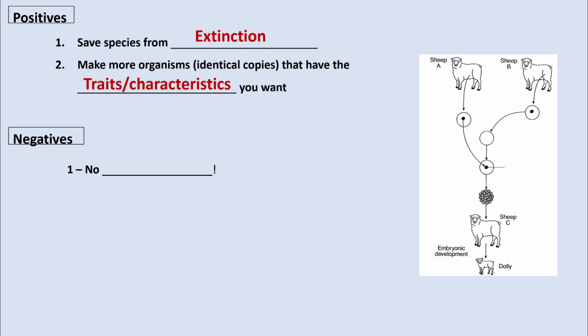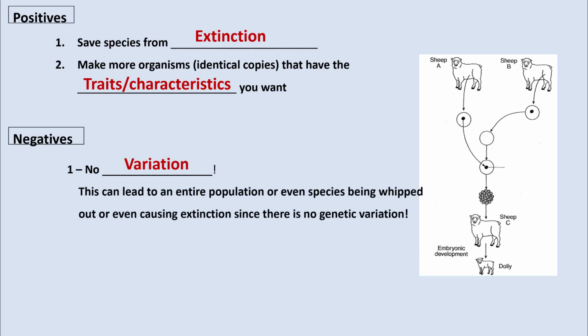That led to the Irish potato famine, all because there was no variation. And that could lead to the extinction or decimation of an entire population of species, just because there's no variation. That's cloning. Stay tuned for the next video.